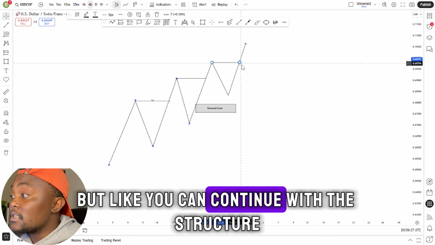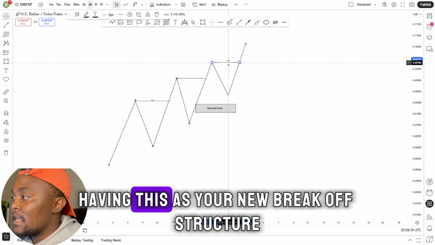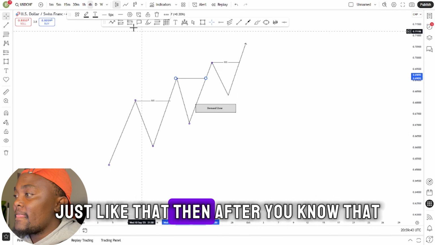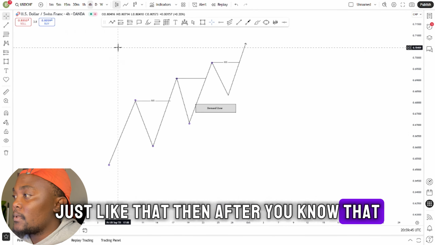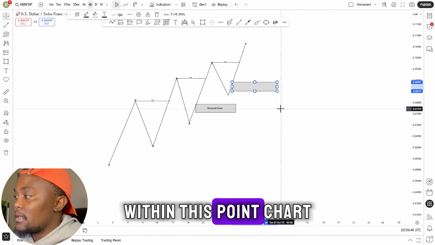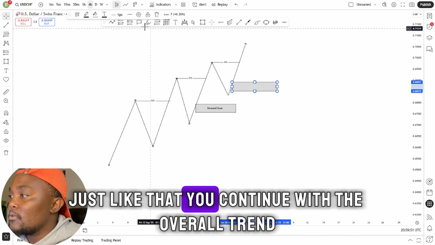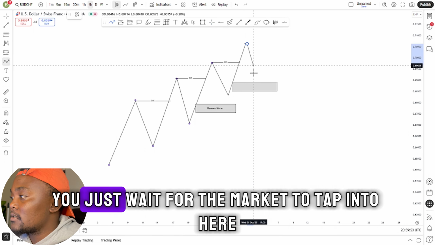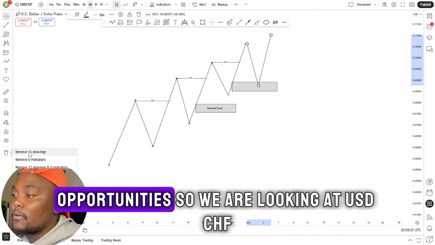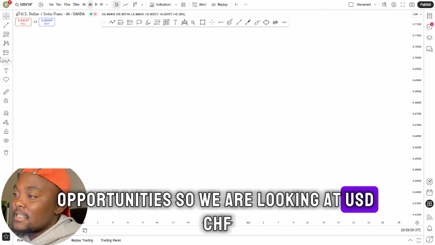But you can continue with the structure, having this as your new break of structure, just like that. Then after, you know that you can have some buying opportunities within this point here. Just like that, you continue with the overall trend. You just wait for the market to tap into here, then that is when you can start looking for buying opportunities. So we're looking at USD CHF.